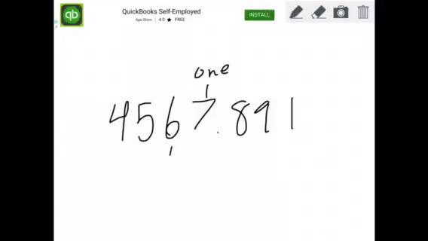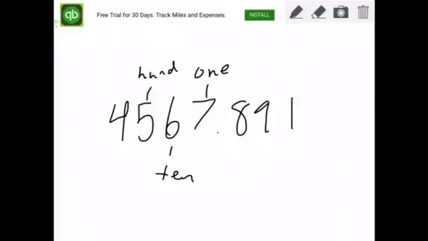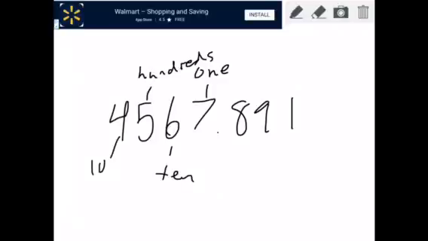The 6 is in tens. 5 is hundreds. I know the spelling's not good on this iPad, but maybe I'll just do numbers. So this 4 is in the thousands place. I know this seems pretty simple right now, but this is the basics of converting within the metric system.